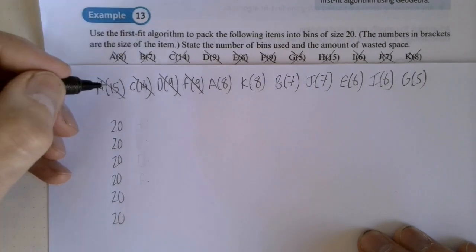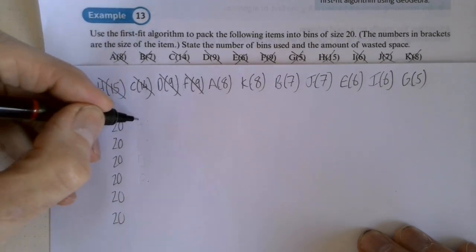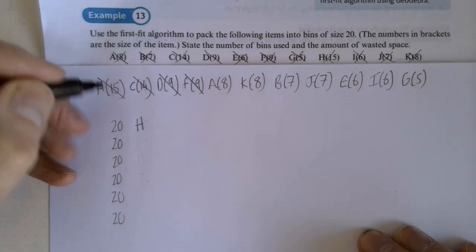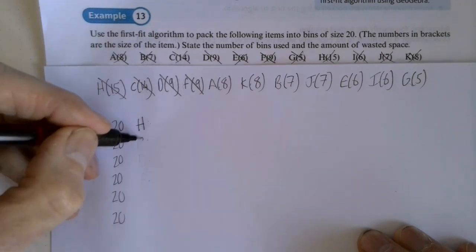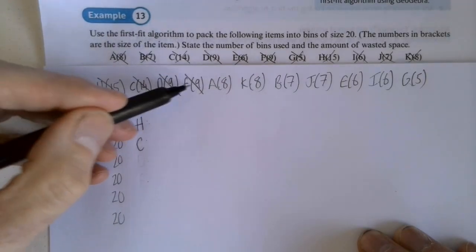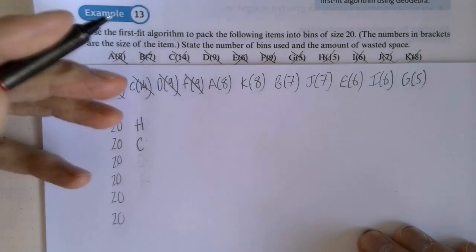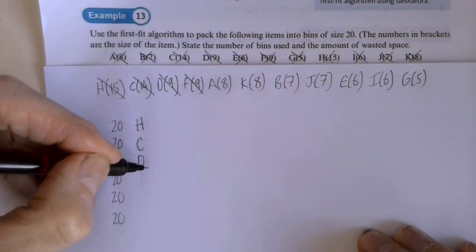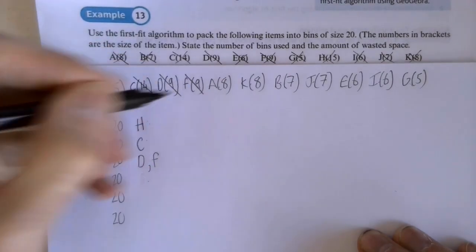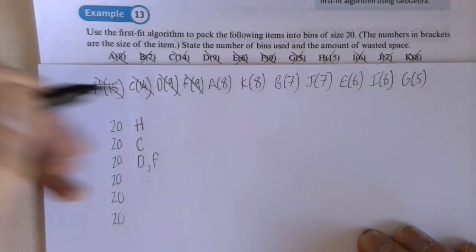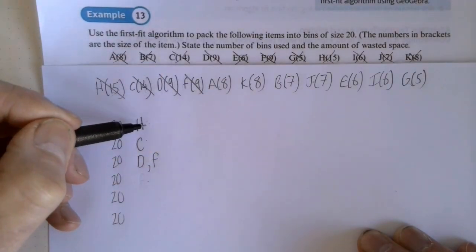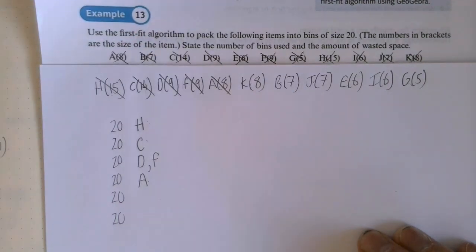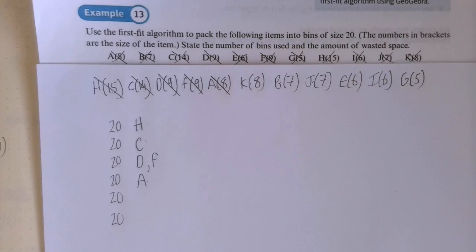So here we go. We pack H in that one. C won't fit in that one, so it goes in that one. I put them in order. D and F, doesn't matter which way around I put it. Won't fit in that one, won't fit in that one, but they'll both fit in that one. A won't fit, won't fit, won't fit, goes in there. So go on, pause the video and see if you can finish that one off.